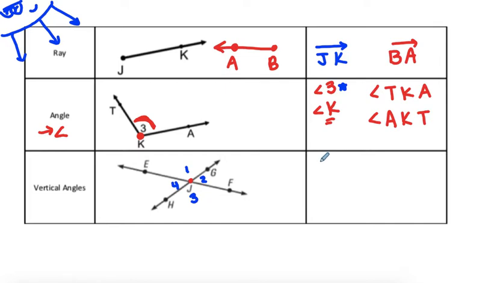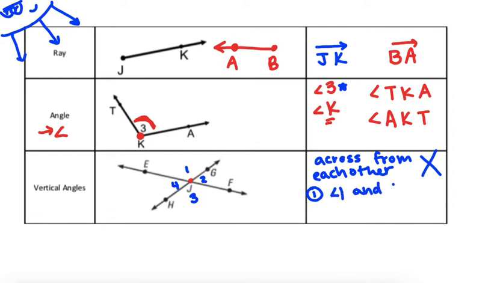Vertical angles are angles that are across from each other. And they form kind of an X, or what I think of as like that V for vertical. And so when we are across from each other, this would be coming in pairs. So the first set of vertical angles we have is angle 1 and angle 3. The second pair of vertical angles we have here are angle 4 and angle 2.